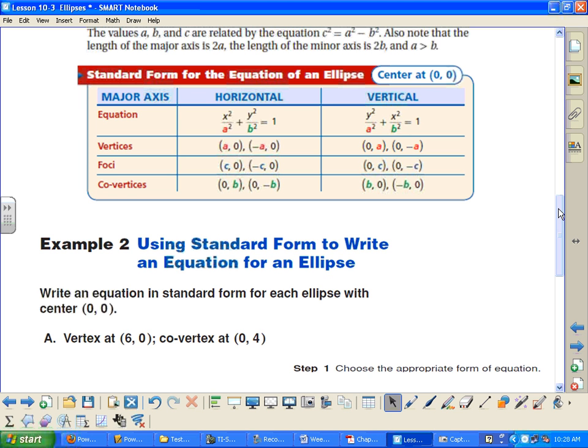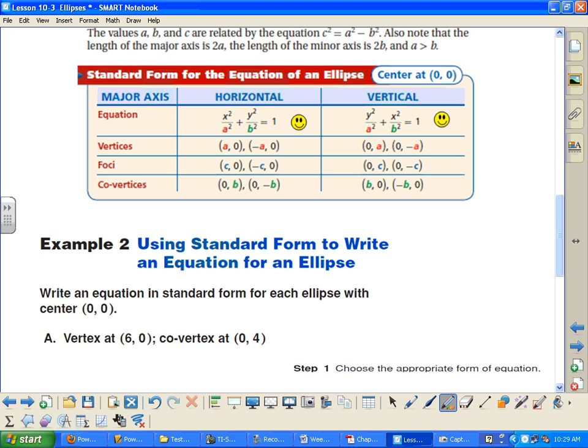If it opens horizontally, then the equation is x squared over a squared plus y squared over b squared equals 1. And if it opens vertically, okay, then it's y squared over a squared plus x squared over b squared equals 1. Now, given that, I don't care whether you write x first or y first here. Actually, I prefer that you write x first, but it really doesn't matter.